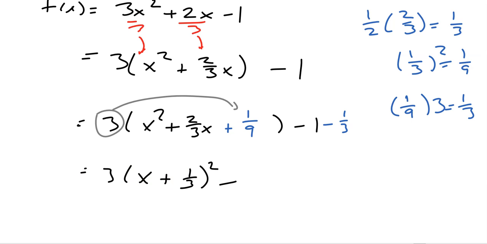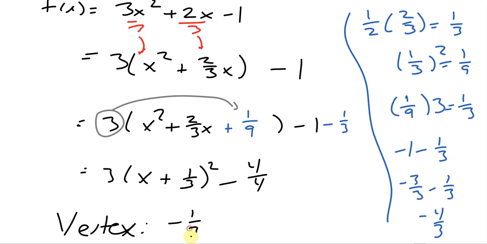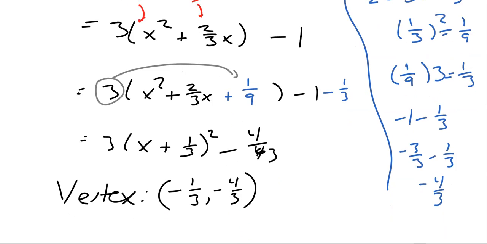And then we have to do 1 minus 1/3. So let's see, getting a common denominator. So that would be a negative 4/3. So that's what goes out at the end here, a minus 4/3. And then my vertex is negative 1/3, comma, oh, that's supposed to have been a 3 there, negative 4/3. Okay. So that's how I can rewrite this in vertex form. It can be a little bit tricky. A little bit of practice though, and I'm sure you'll get it.